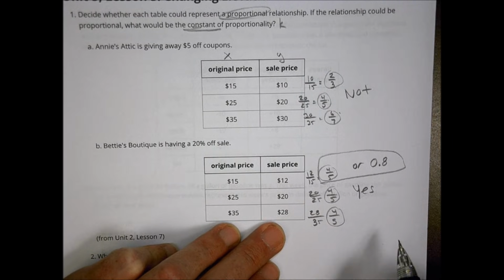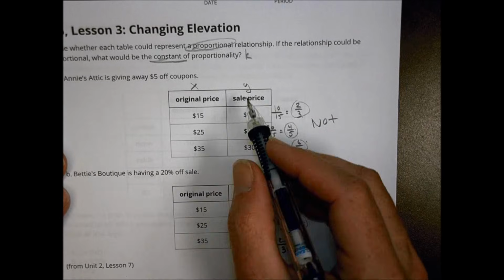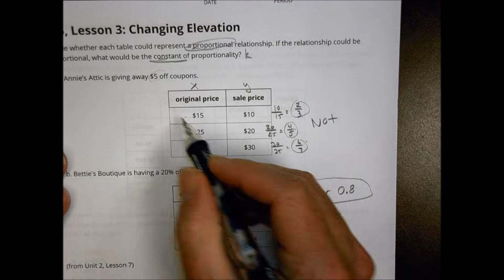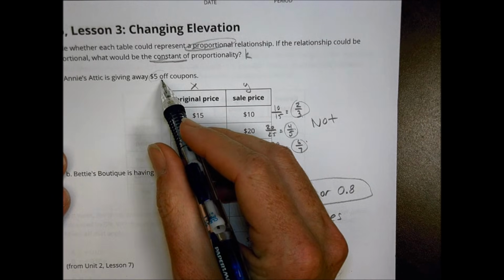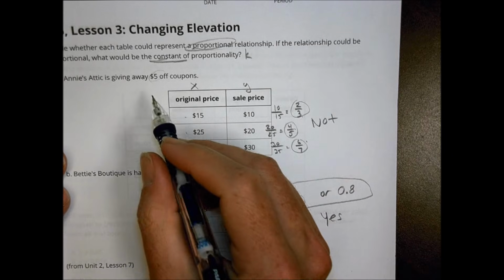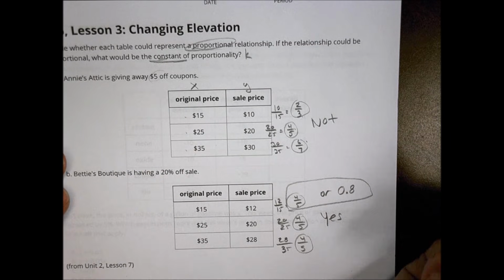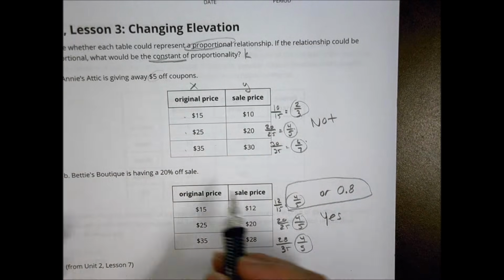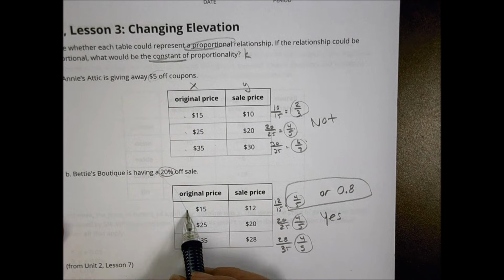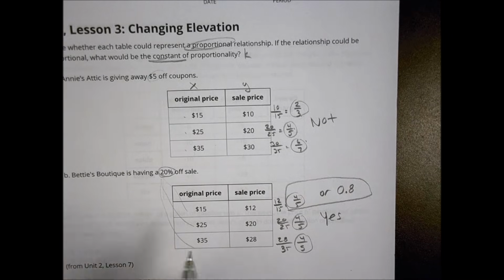Okay, the difference here is when I do a $5 off coupon, it's $5 off a random price there. So yeah, the discount's always $5, but you could spend $1 million and you only save $5. I could spend $10 and save half the price. So it's not going to quite work out. Where here, the 20% off is the same percentage off of every single price, so I'm going to have a proportional relationship.